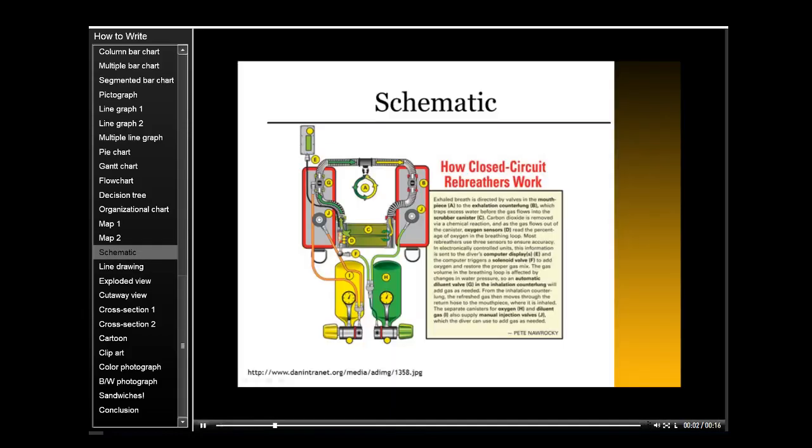Schematics are also very common. If you aren't familiar with a schematic, what it does is it shows here's a piece of machinery, here's an object of some sort, and here are the various parts and how they work together. What's the process?